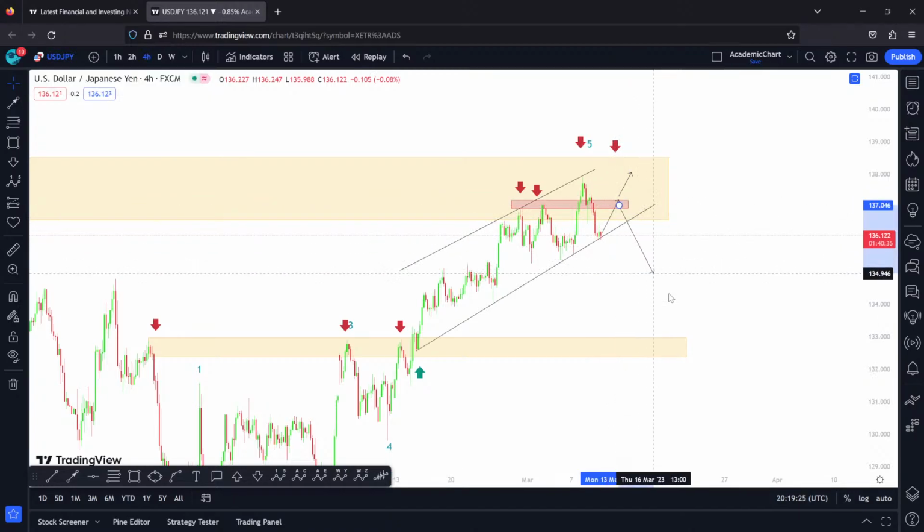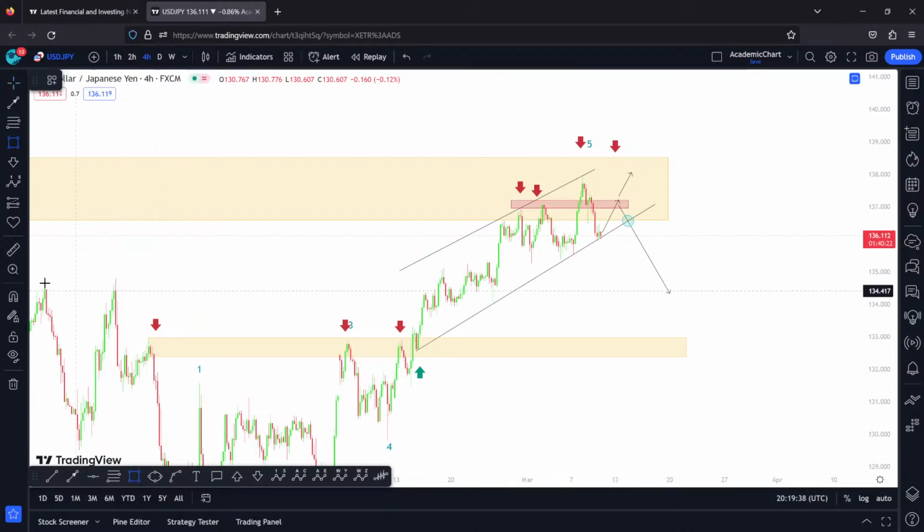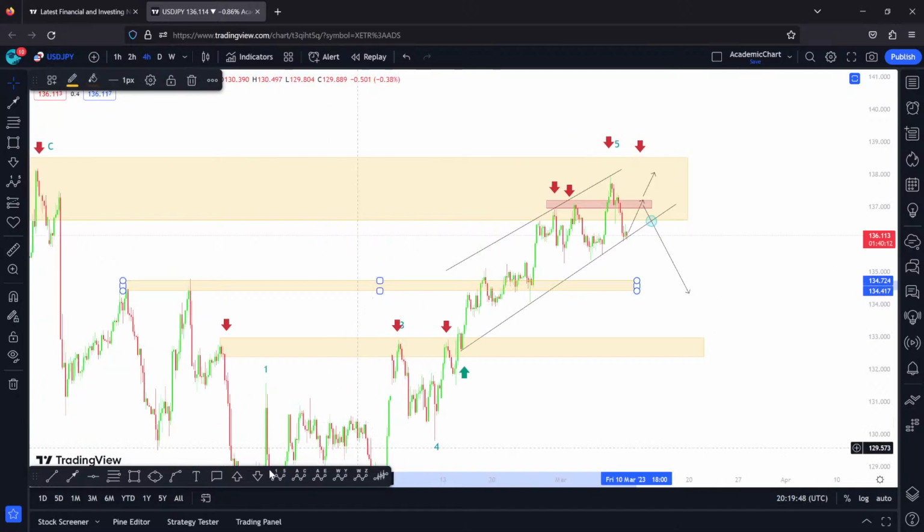Then it will get frustrated finally, and probably we are going to see a breakout to a level somewhere here. Also, I can see another important level here as well. Oops, this is too wide. Let's just shrink this as well. I can add some arrows here.